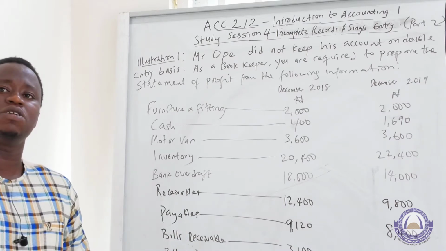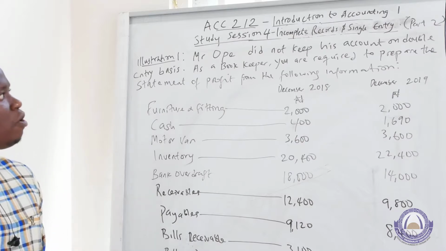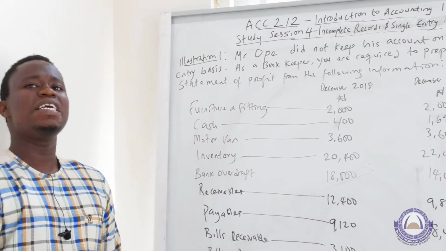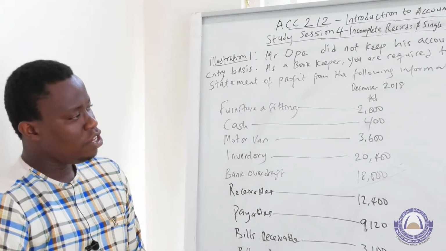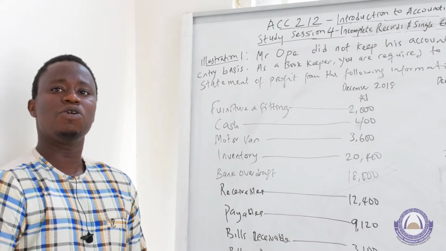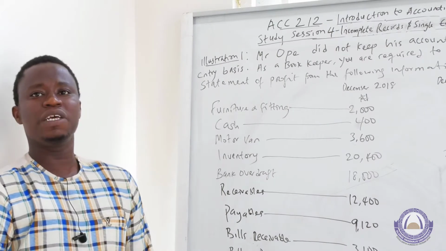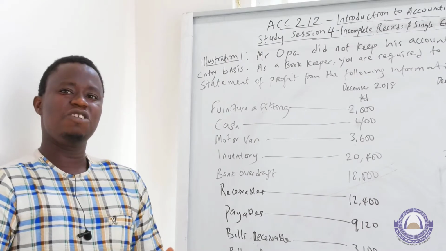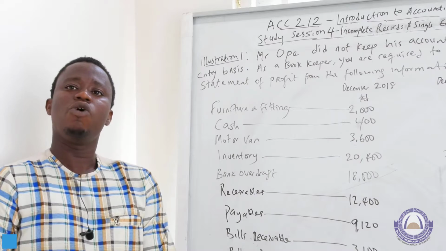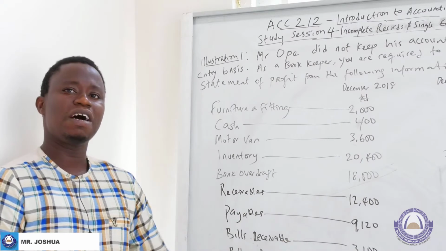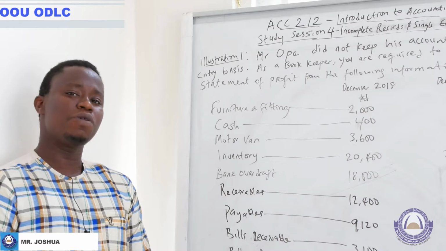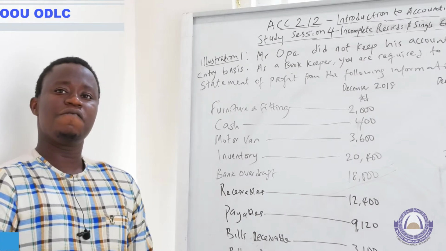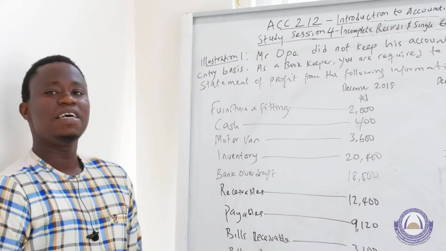Recall that I mentioned in the first part of this study that to ascertain the profit in an incomplete record system, you have to determine your closing capital and your opening capital. In simple terms, the profit in such a system is the difference between the closing capital and the opening capital. If the closing capital is higher than the opening capital, then the business can be said to have realized profit. But if the reverse is the case, then we can say there's a loss.